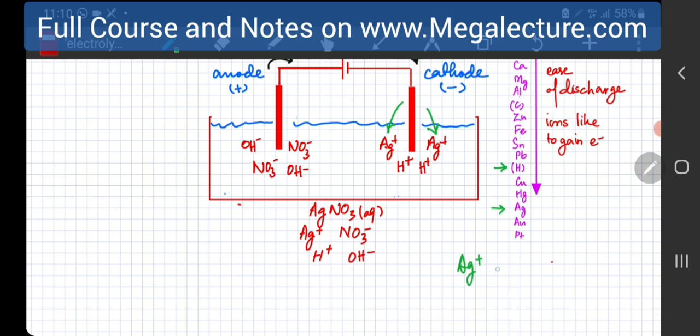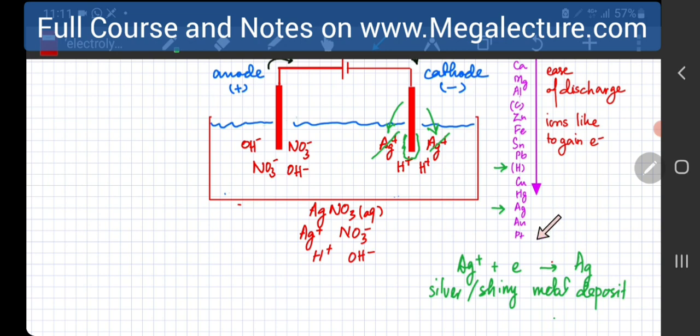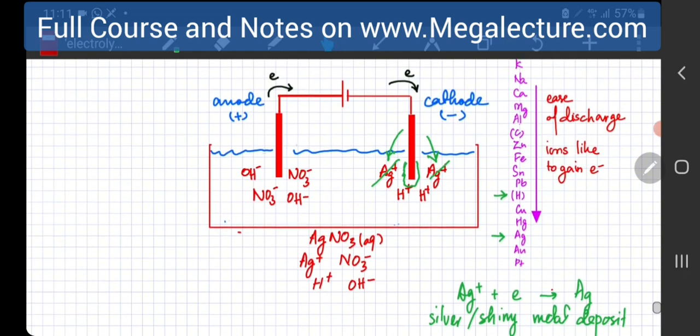So it's going to be Ag+1 that would gain electrons, and it is going to form Ag. And hence, what you're going to notice is a shiny silver deposit built up on the cathode, on top of the electrode. So that's what's happening at your cathode, and your silver ions are going to get used up. So you'll only be left with H+1 in this solution, because all the silver ions would end up gaining electrons and they would turn into silver. So we figured out what's going on at the cathode.